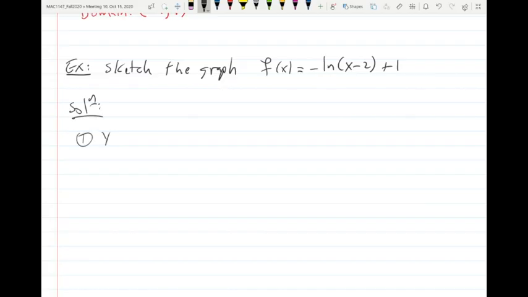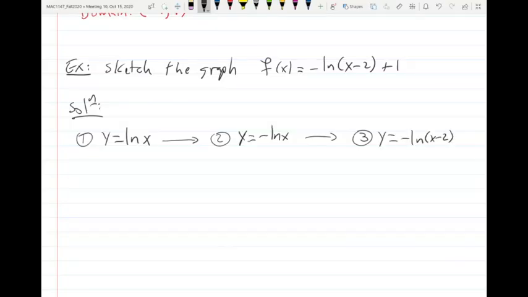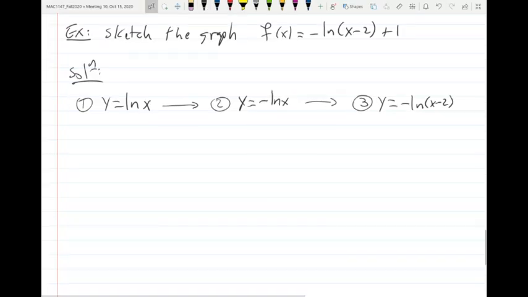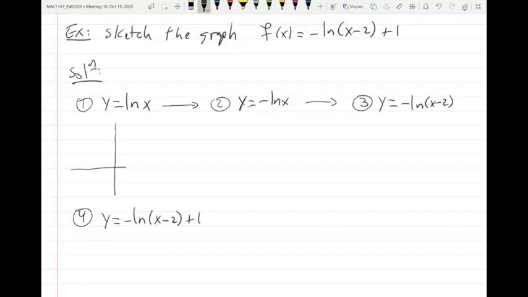So we're gonna start with the basic function, which is the natural log of x, and then let's write the sequence of steps. And from here, we're gonna go to our second step, which would be a reflection. Then from here, we're gonna go to our third step, which is a shift to the right 2 units. That's what happens when you replace x by x minus 2 in your function. And then finally, the last transformation is we take the picture that we get in number 3, and we're gonna shift it up 1 unit. That's what the plus 1 is telling us. Take whatever picture you have in number 3 and move it up. All right, so once we have this plan, then it's just writing the corresponding pictures.